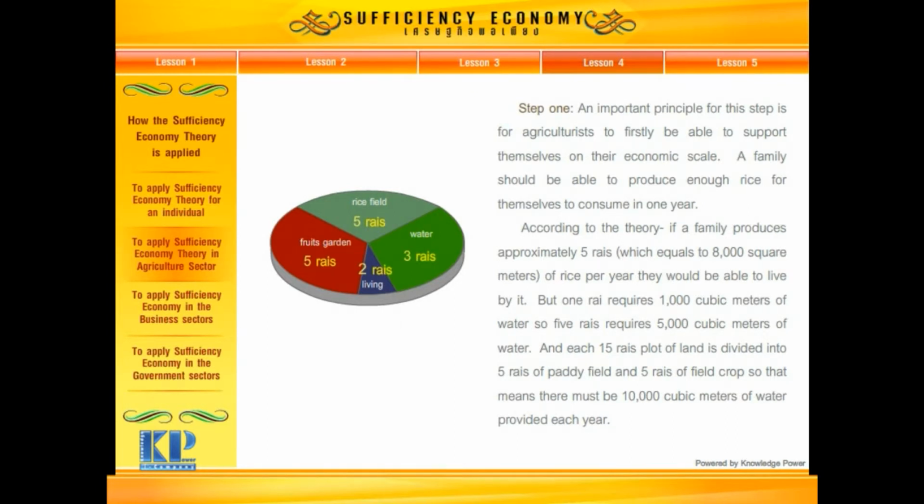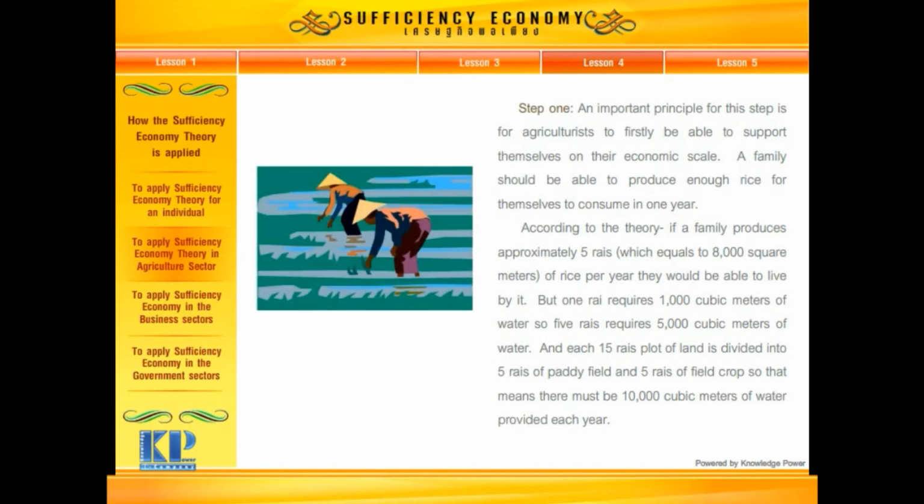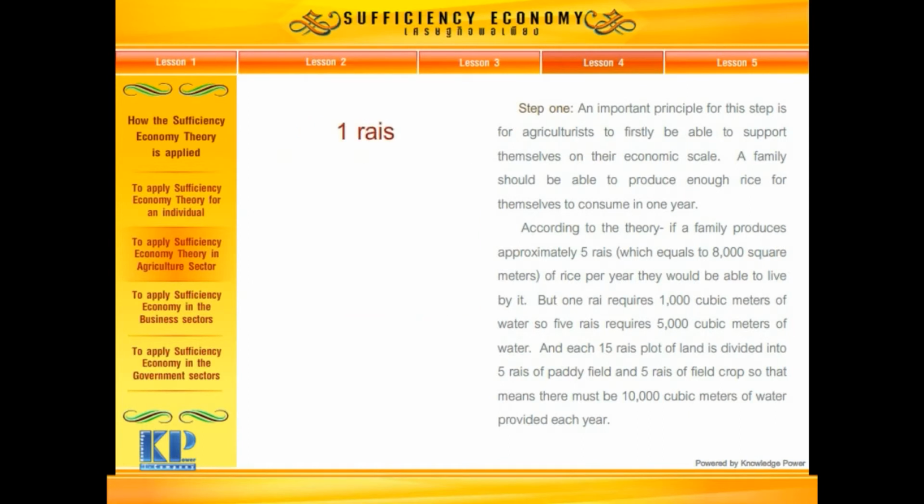But 1 rai requires 1,000 cubic meters of water, so 5 rai requires 5,000 cubic meters of water, and each 15 rai plot of land is divided into 5 rai of paddy field and 5 rai of field crop, so that means there must be 10,000 cubic meters of water provided each year.